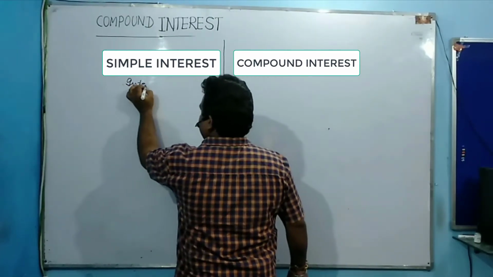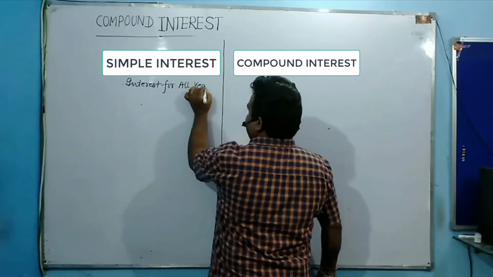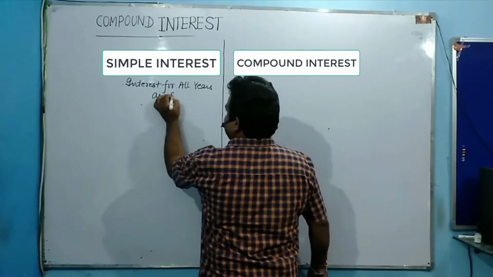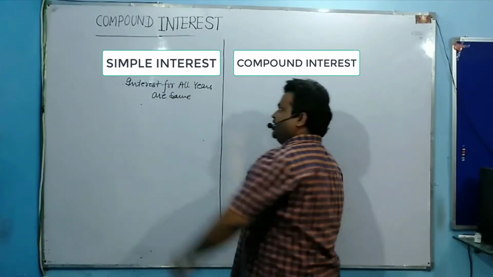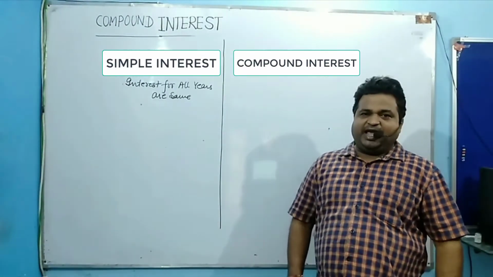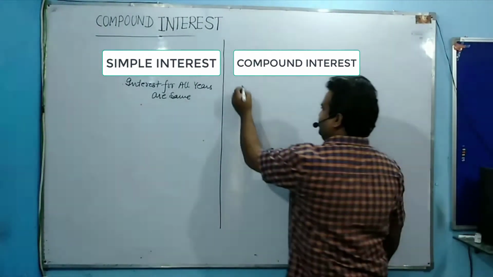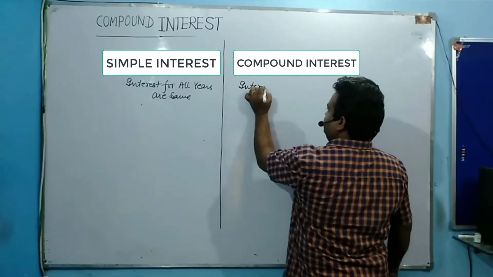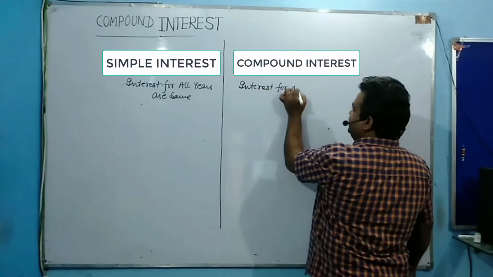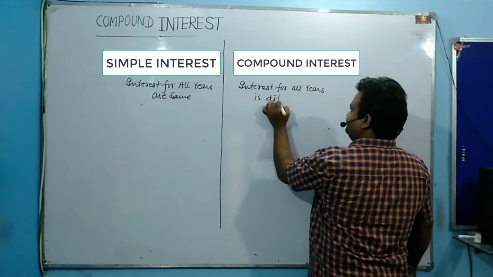Interest for all years is the same, whereas in compound interest the interest for all years is different.